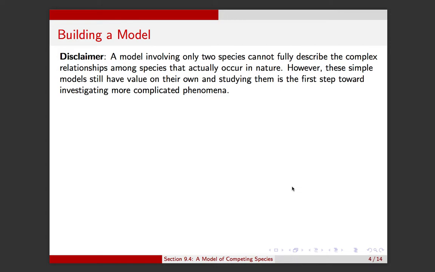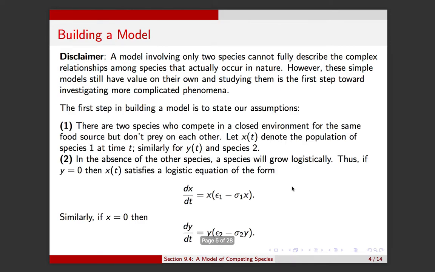Moreover, if you want to do more complicated modeling, you would have to start here. You have to start with the simpler models in the hopes that maybe you can build more complicated ones to do less approximating in the future. So the first step in building a model, as always, is to state your assumptions. The model you build flows from those assumptions. There are two species who compete in a closed environment for the same food source but don't prey on each other. X and Y have already been defined.